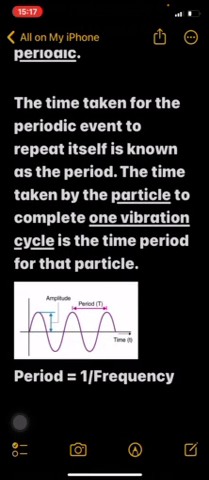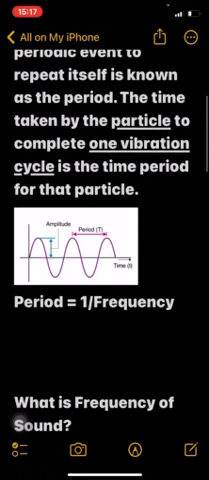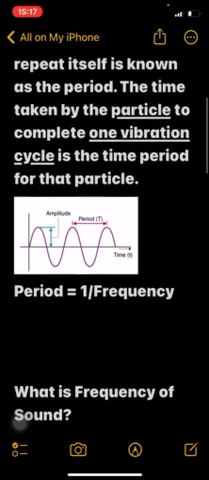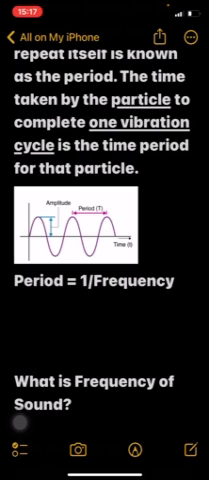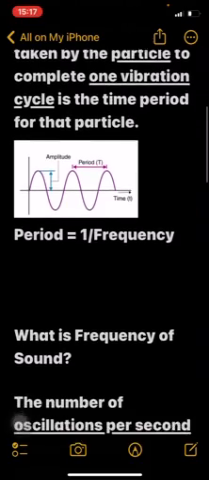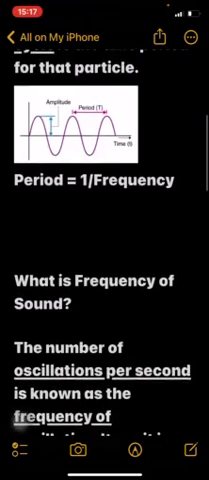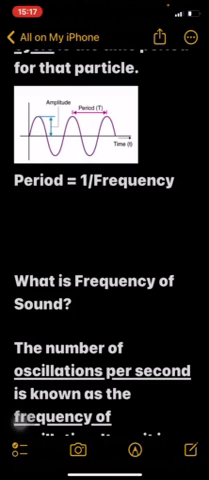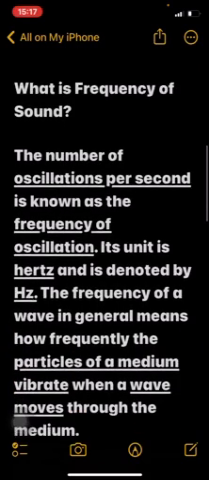Now, the time taken for the periodic event to repeat itself is known as the period. The time taken by the particle to complete one vibration cycle is the time period for that particle. As you can see here, period is inversely proportional to frequency. This is the period marked in purple color. It is the time taken for one cycle to complete itself, and it is measured at the peak, the crest, the trough.